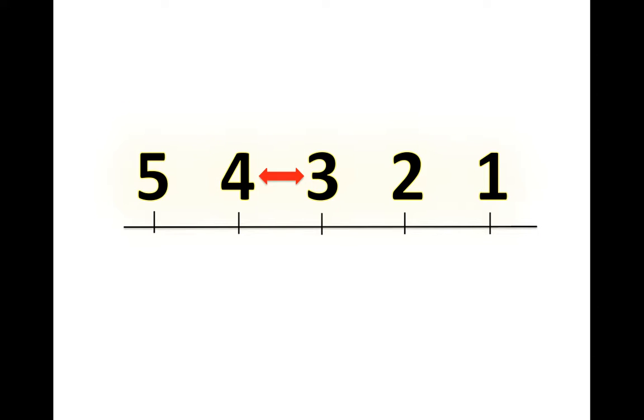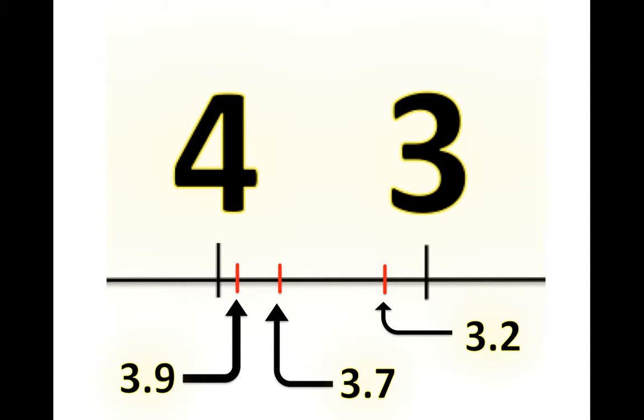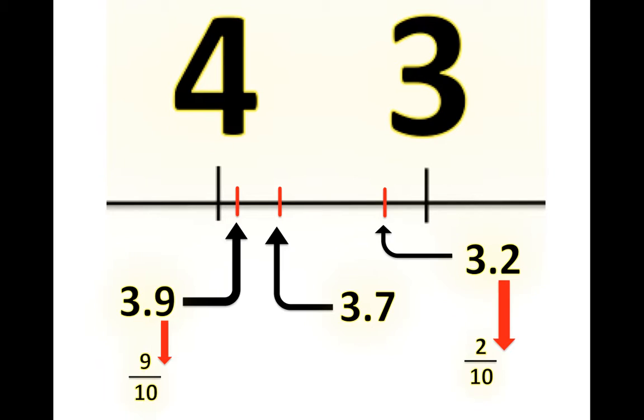Decimal fractions such as 3 and 2 tenths, 3 and 7 tenths, and 3 and 9 tenths. We also know that 9 tenths is closer to a whole because 9 out of 10 is greater than 2 out of 10.